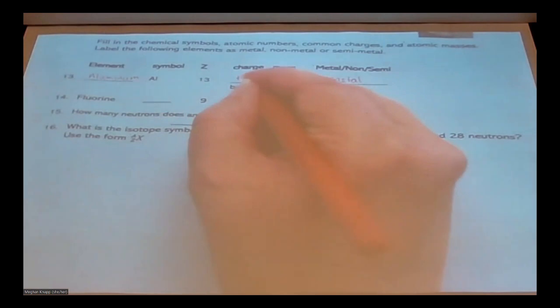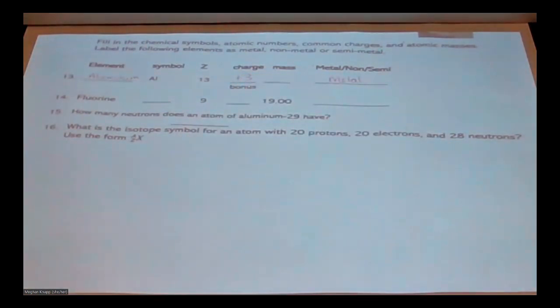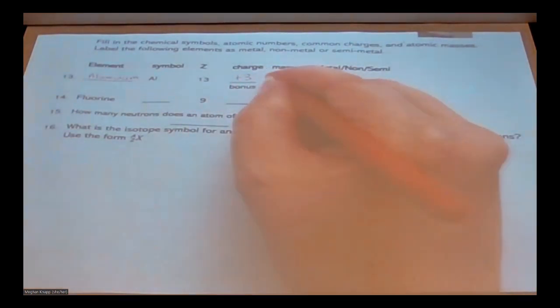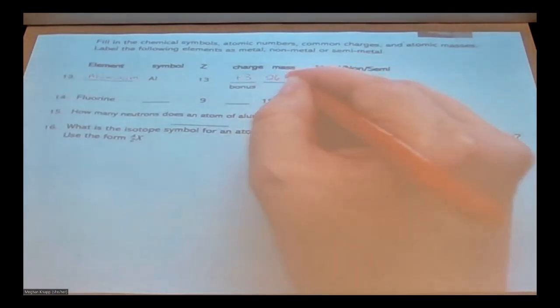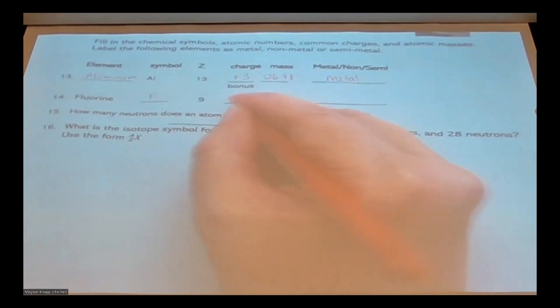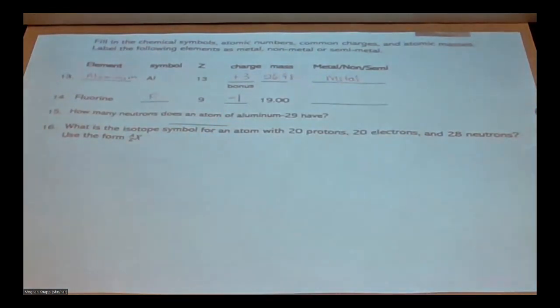You got bonus points if you remembered aluminum is 3+, and its mass you just look up on the periodic table. Chlorine, because it is in that second to last column, is a -1, and it is a non-metal.